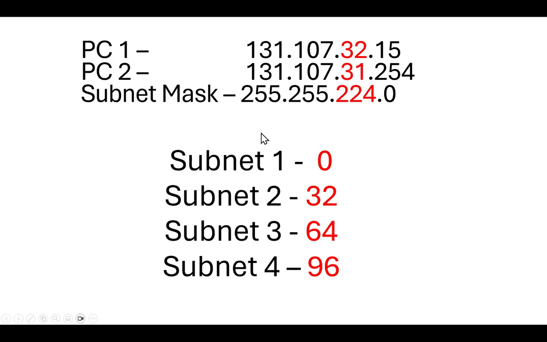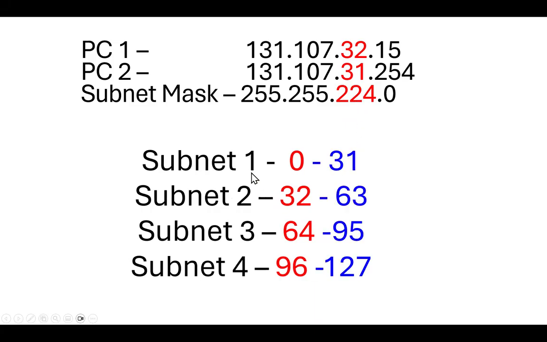Now, let's look at these IP addresses. Because I've used the third octet in the subnet mask, I need the third octet on both IP addresses. So PC1, I need 32, and PC2, I need 31. So because subnet 2 starts at 32, subnet 1 ends in 31. Subnet 3 is 64, so subnet 2 ends in 63. So the subnets end one less than the next one going up.